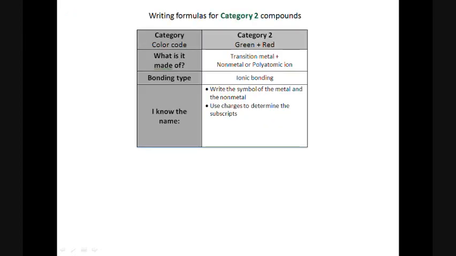Writing formulas for Category 2 compounds is very similar to writing formulas for Category 1 compounds. In fact, you use the exact same steps. Start by writing symbols for the metal and the nonmetal, then determine the subscripts by checking the charges and making sure they equal each other out. Here's an example to watch.